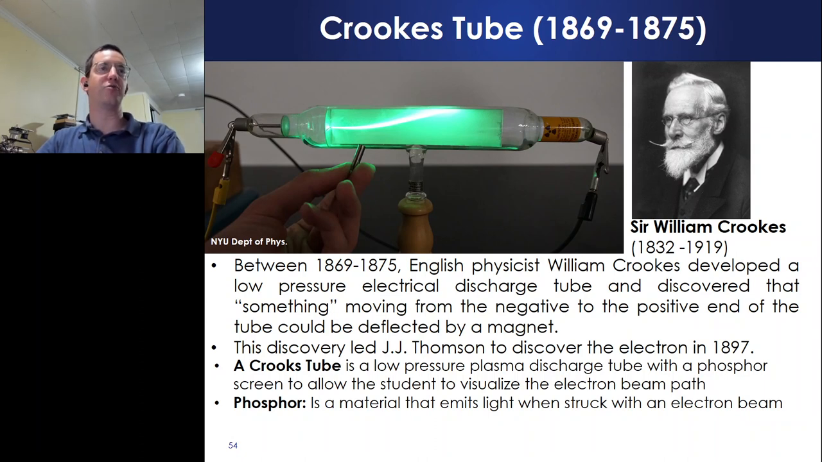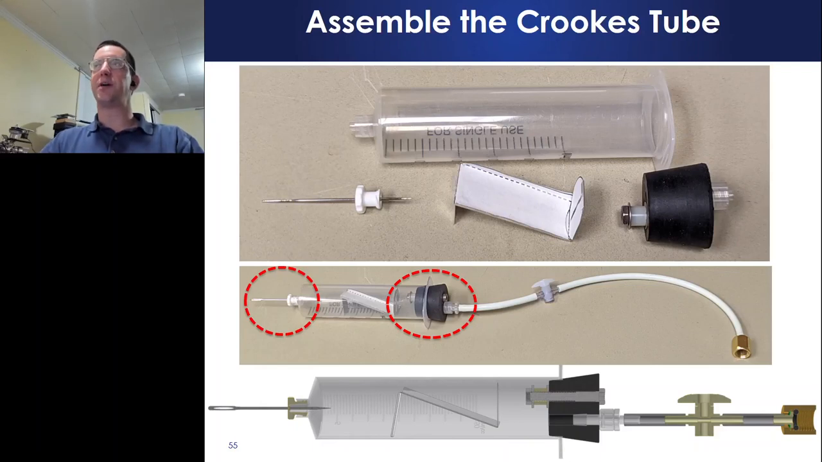A Crookes tube is a low-pressure plasma discharge tube with a phosphor screen to allow the student to visualize the electron beam path. A phosphor is a material that emits light when struck with an electron beam. Students will now assemble a Crookes tube in order to explore this effect on their own.